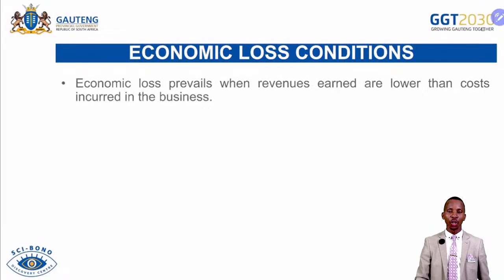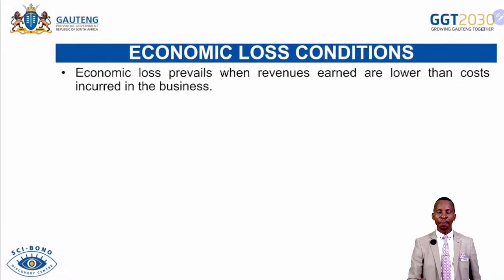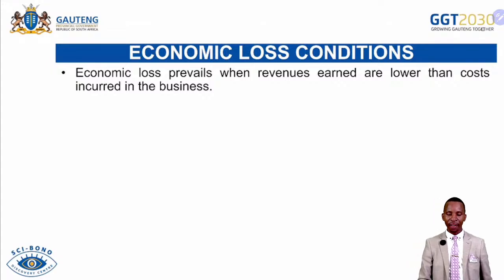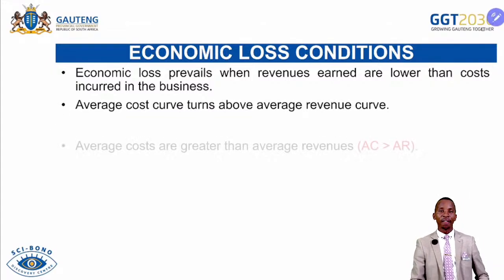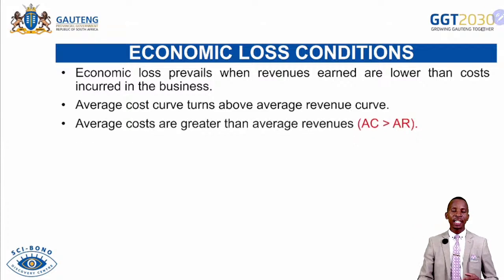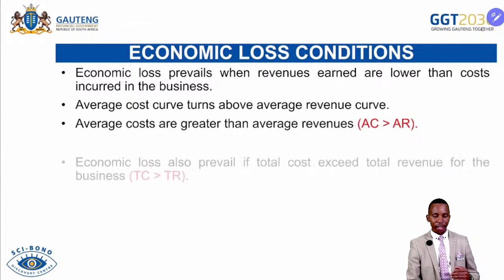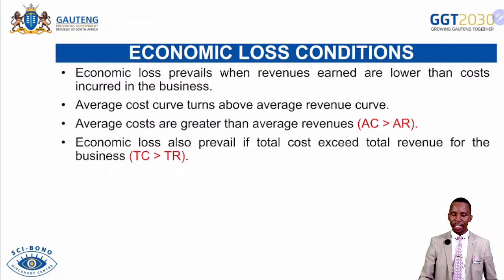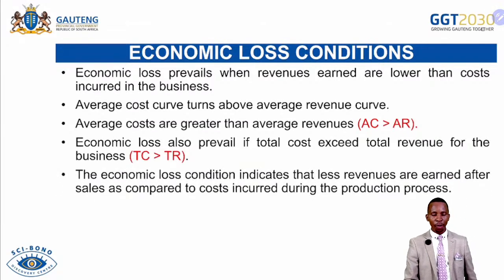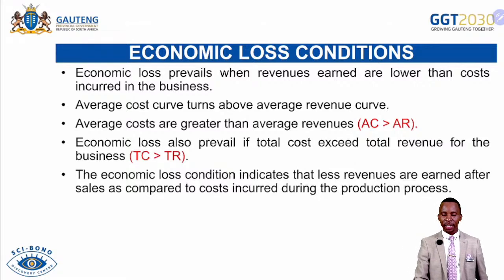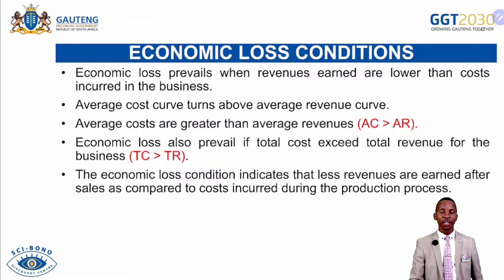And then economic loss condition. Economic loss will always prevail if ever average costs are more than average revenues. So in this case, the average costs are turning above the average revenue curve. And then what happens again? Economic loss also prevails if total cost is more than total revenues of doing the business. The economic loss condition indicates that less revenues are earned after sales.